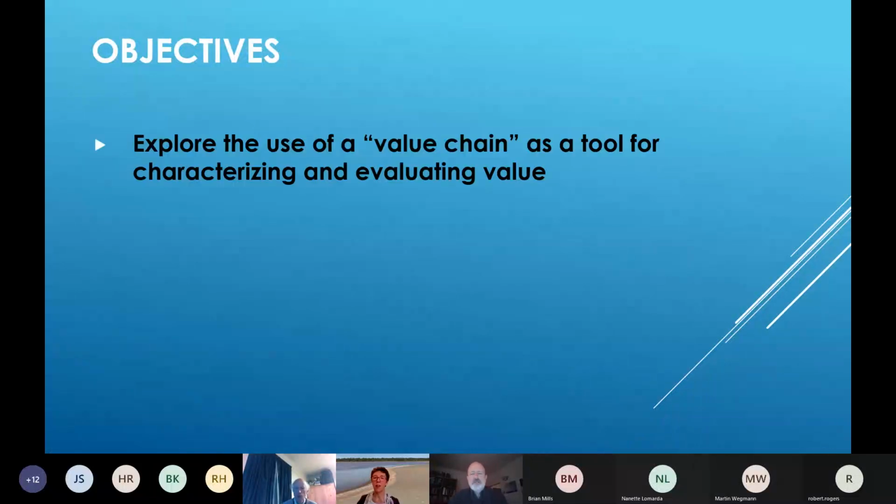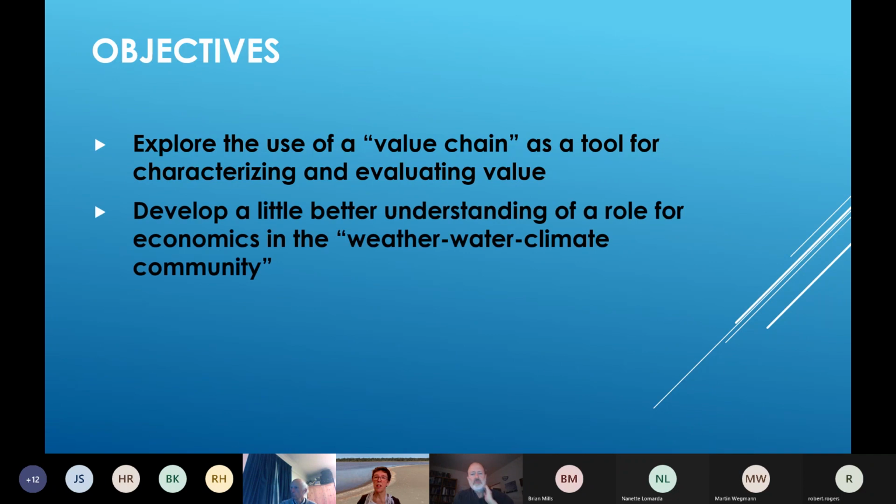So the objectives, since I've used half my time already, objectives of the talk: I'm going to talk about the use of a value chain concept as a tool for not just characterizing and evaluating value, but for thinking about the whole information process. As an economist, I'm going to be coming at this somewhat from a valuation perspective, but there's a lot of other uses and reasons for thinking about value chains.